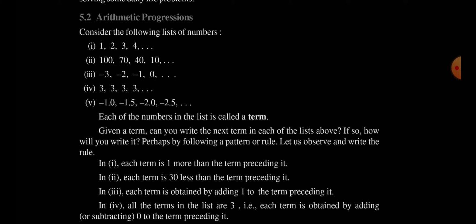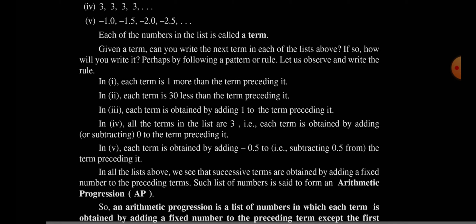Number 1. Each term is one more than the term preceding it. Number 2. Each term is 30 less than the term preceding it. Number 3. Each term is obtained by adding 1 to the term preceding it. Number 4. All the terms in the list are 3. That is, each term is obtained by adding (or subtracting) 0 to the term preceding it. Number 5. Each term is obtained by adding minus 0.5 to the term preceding it.